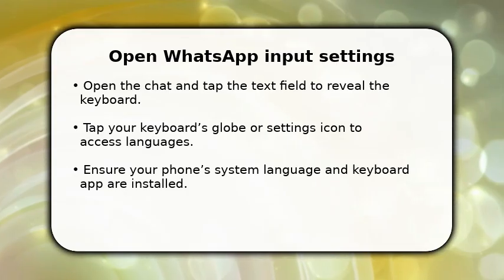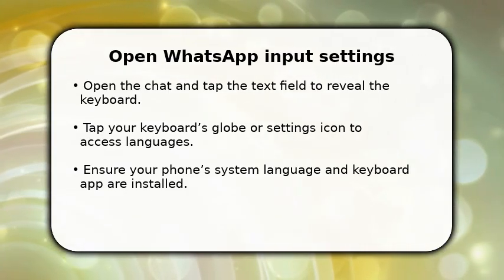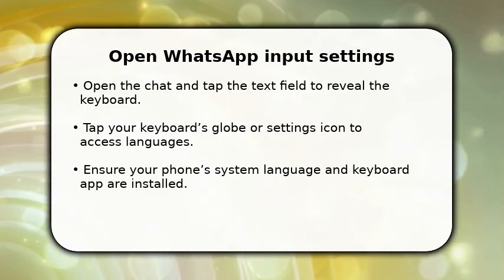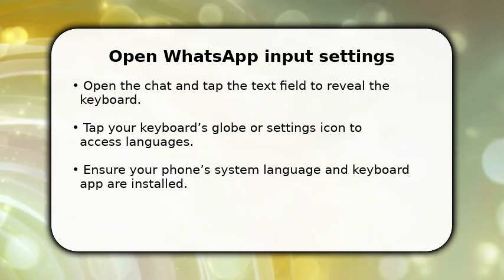You start inside a chat. Tap the text field to bring up your keyboard. Once the keyboard appears, press the globe or keyboard settings icon to open language options. This is where WhatsApp reads voice input from.